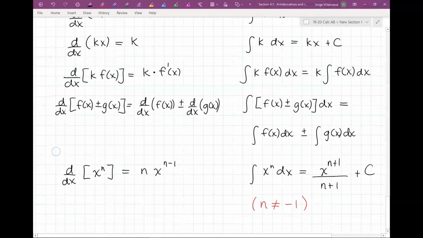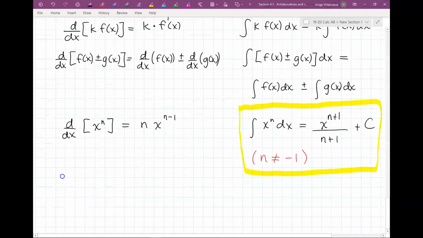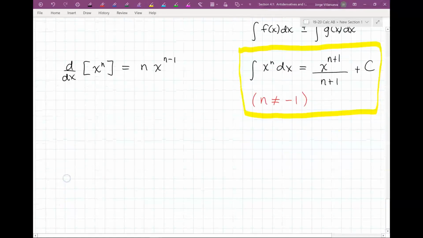Okay, so super important. I'm just going to kind of box this thing. This is one of the most important things you're going to have to know for integration. That power rule is going to get you through most of the problems. The problems you can't do, we talk about in section 4.4, I think, when we talk about substitution. But for now, that's one of the most important things.